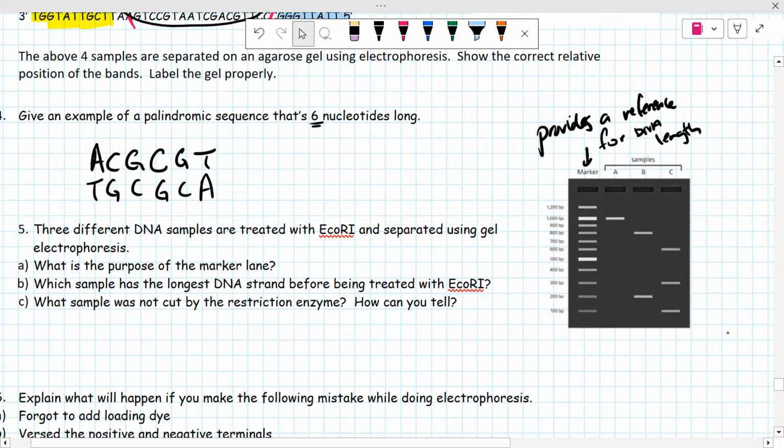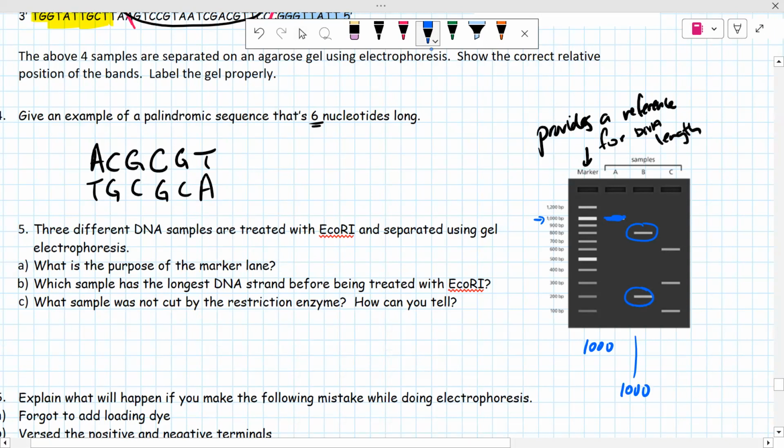Which sample has the longest DNA strand before being treated with EcoR1? Okay, so let's take a look at A. Sample A, if you compare it to the marker, is 1,000. I only see one band. And then for B, this one is 800. This one is 200. 800 plus 200 is also 1,000.